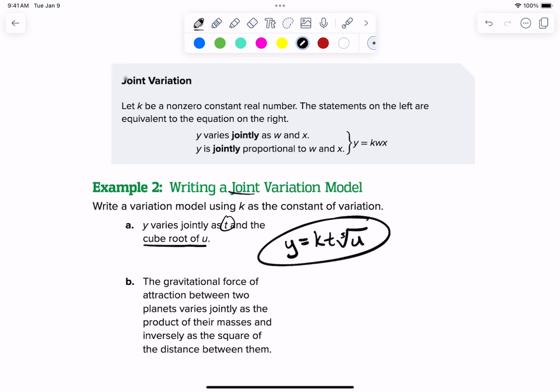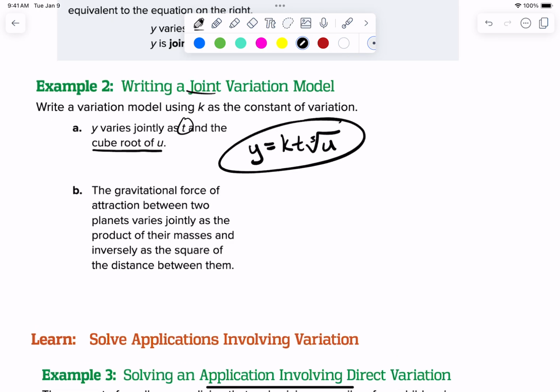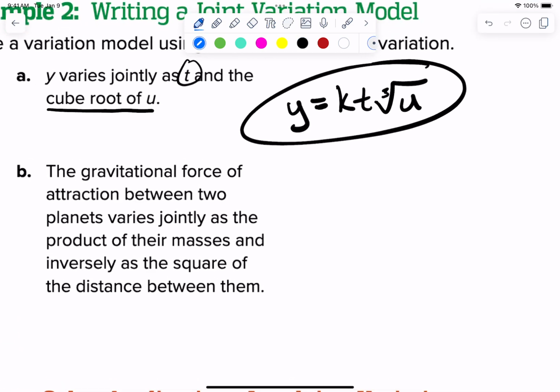Okay, B, the gravitational force of attraction between two planets. What shall we call the gravitational force of attraction between two planets? We have to give it a variable. G, capital G? Yeah. The gravitational force varies jointly as the product of their masses. What's product mean? Multiplying their masses together. Mass 1, mass 2, divided by D squared, inversely as the square of the distance between them.